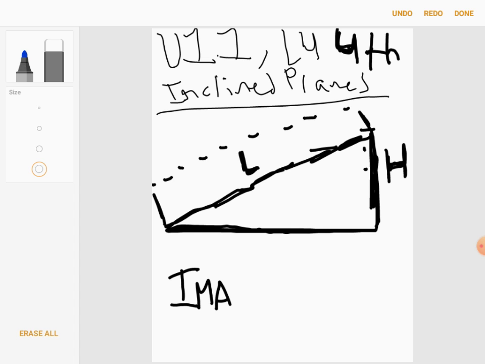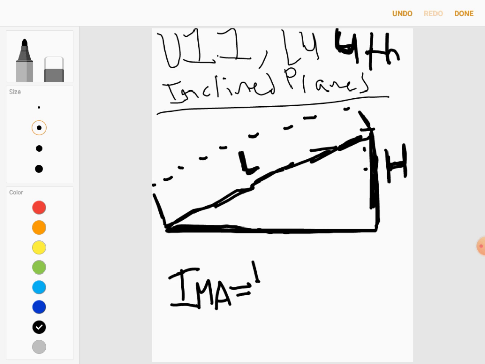First, we'll talk about how to solve for the IMA. We know IMA is dE over dr, but for inclined planes, you don't really need to do that because the dE is the L that's on here, and the dr is the H, so it's just L over H.